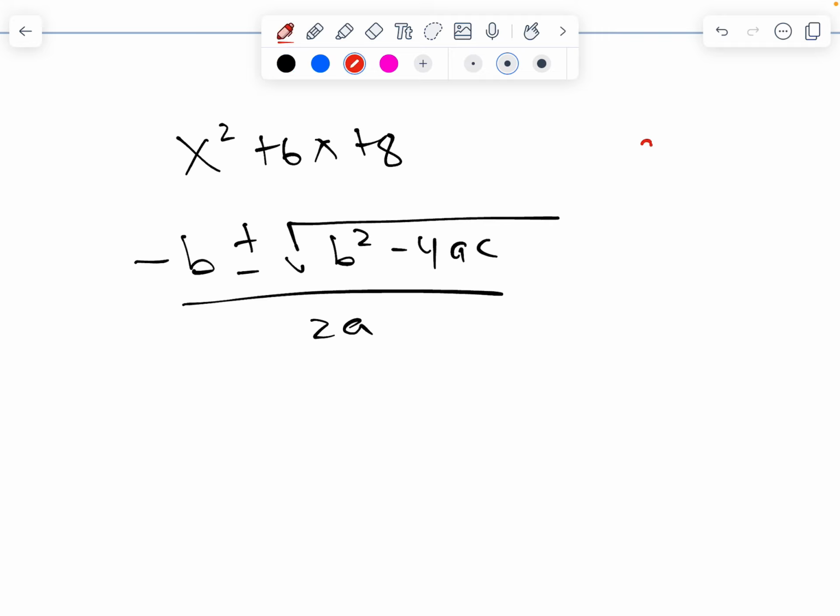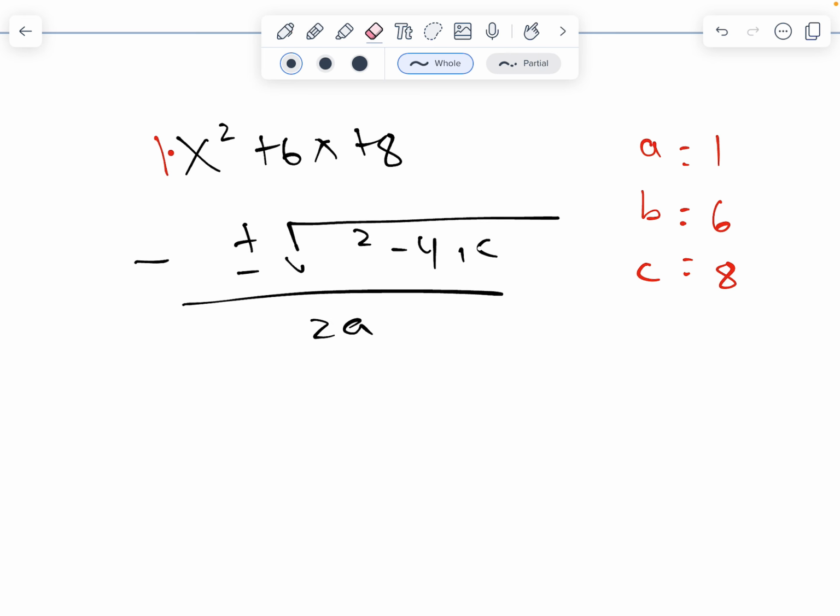And let's identify what our a, b, and c are. Our a is 1, it's invisible, we'll draw it in there. Our b is 6, and our c is 8. So now I'm going to go in, I'm going to erase each of these guys, and we're going to plug in these things in parentheses. So we'll plug that in.